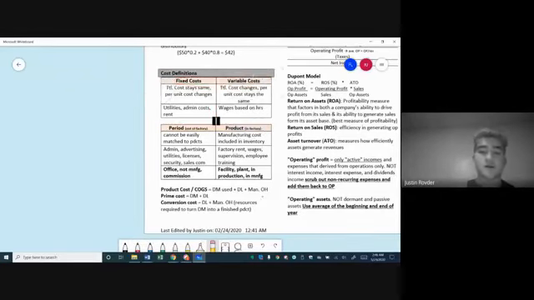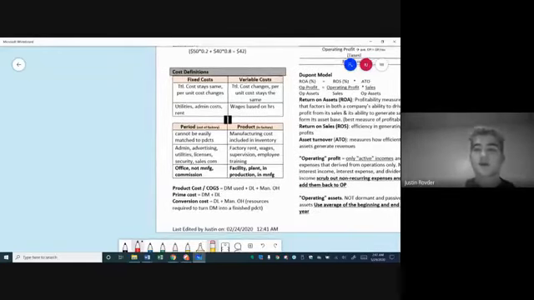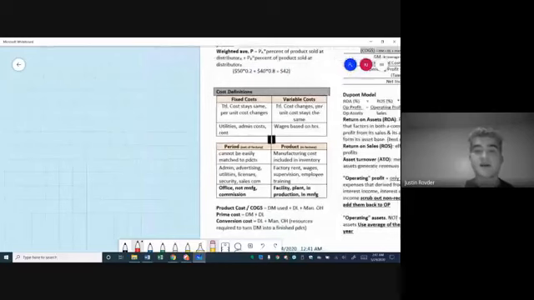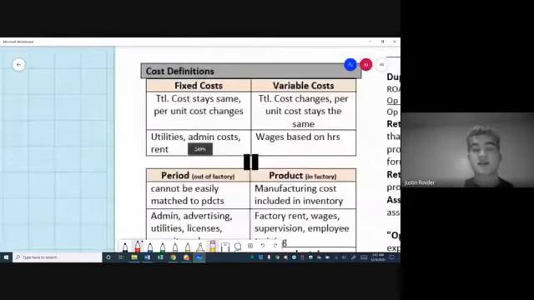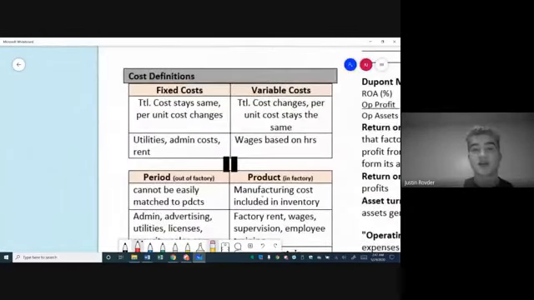So now we're going to jump into what are fixed costs and variable costs. Fixed costs are defined as costs that stay the same. The total cost stays the same whenever you change the number of units, but the per unit cost changes whenever you change the number of units. Whereas variable costs are the opposite. The total cost changes with a change in the number of units, whereas the per unit cost stays the same when you change the number of units. And I'll draw those out to explain that.